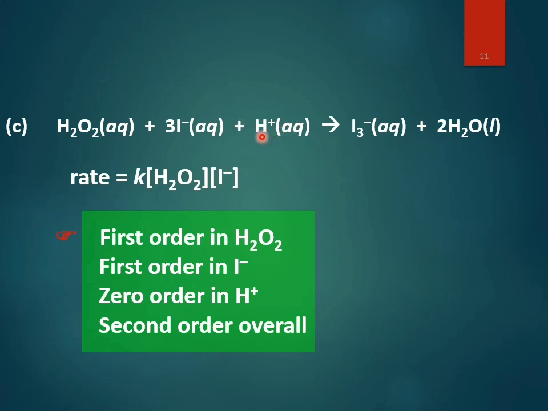So it means that when you see a reactant in the chemical equation, but it's not written in the rate law, it shows that the reactant is zero order.